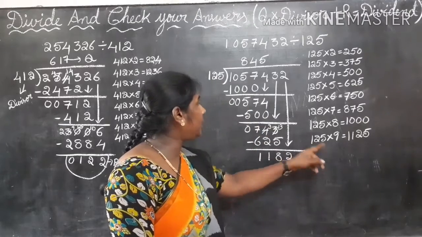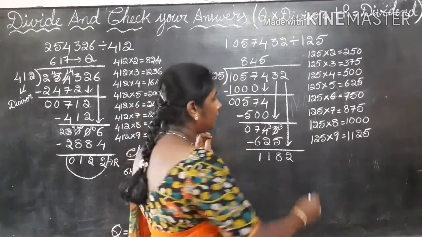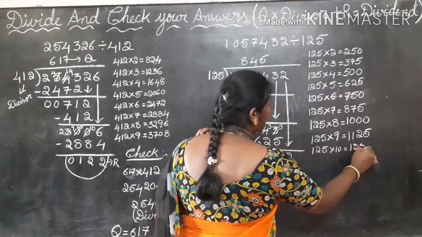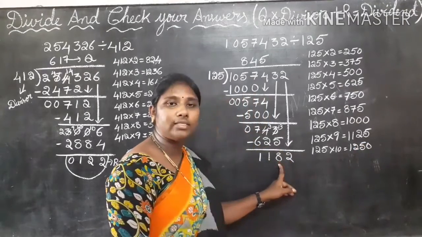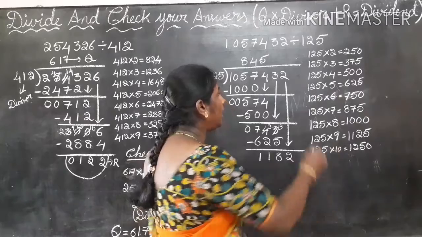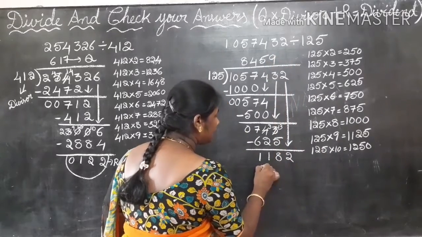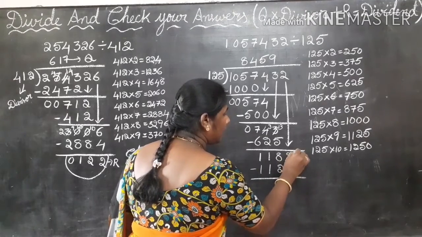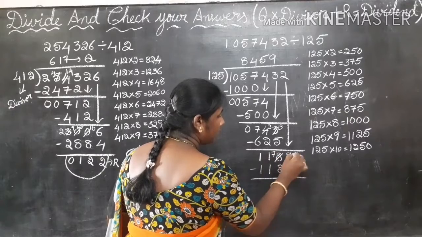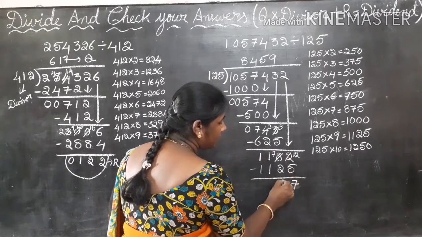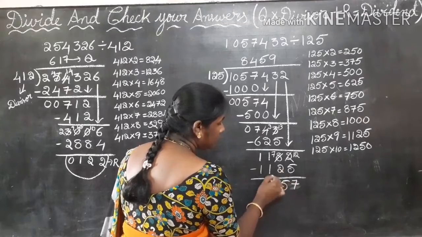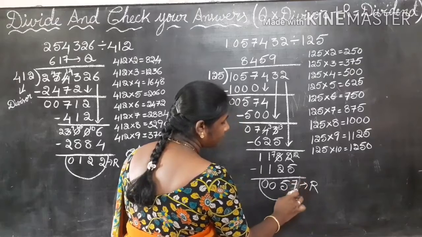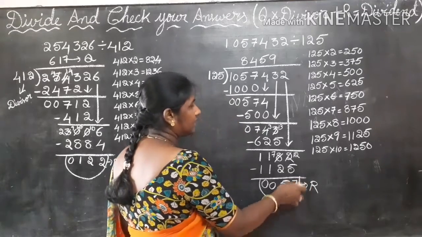1182. That is, 125 tens are 1250, no? 125 tens are 1250. So this 1250 is more than 1182. So we have to take 125 nines, which are 1125. Now do the subtraction. Here it is 12, here it is 7. 12 minus 5 is 7. 7 minus 2 is 5. 1 minus 1 is 0. So here the remainder is 57. It is the remainder.